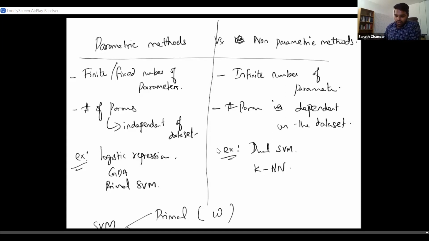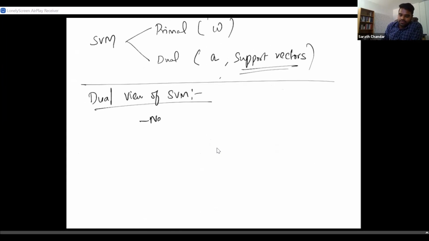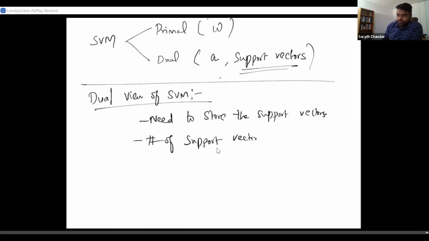Now let me quickly talk about these two non-parametric methods that we have seen so far. The first one is the dual view of SVM. In this case, we need to store the support vectors, and the number of support vectors depends on the dataset complexity. If you have a more complex dataset, there will probably be more support vectors.